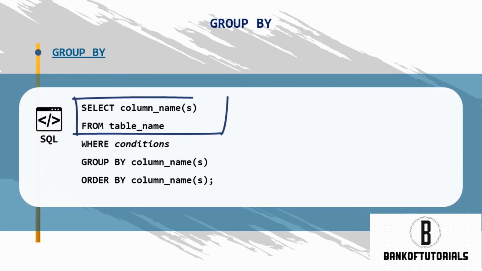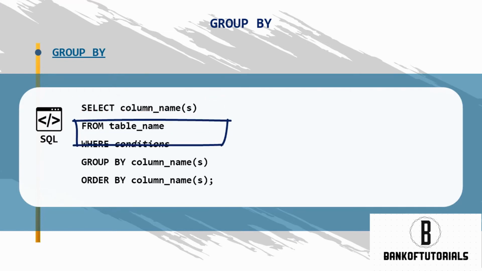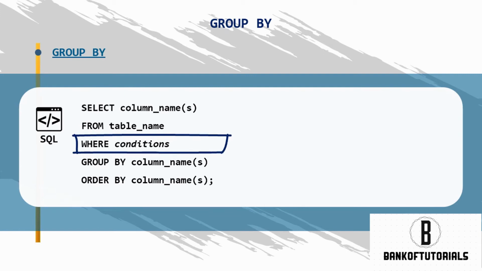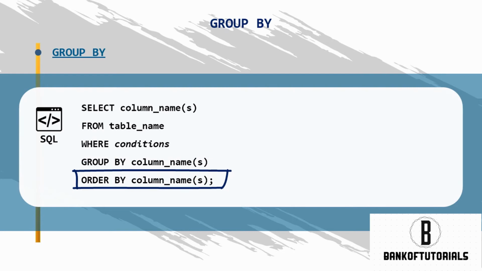Select column names from a given table, where some condition or conditions have been satisfied. Group by column name or column names, and then finish with order by in the same or different column names. So, for the moment, please remember the group by clause is located just above the order by clause.